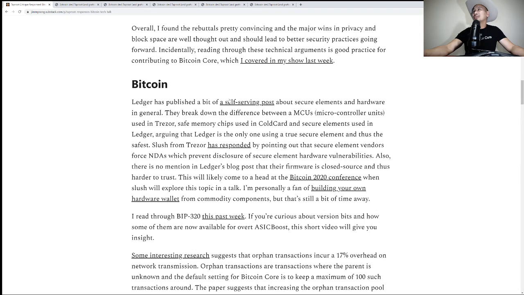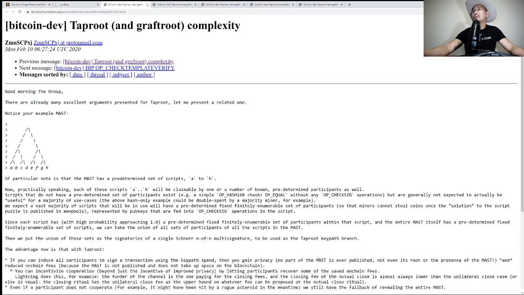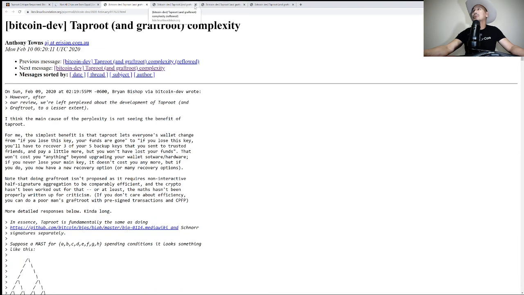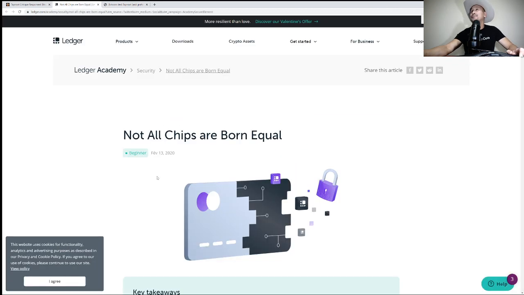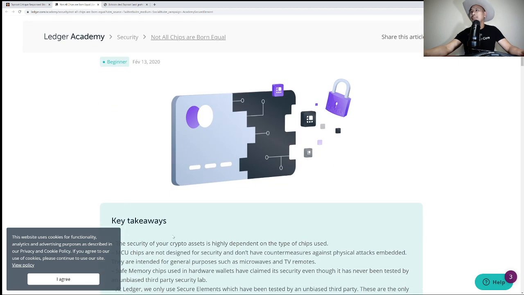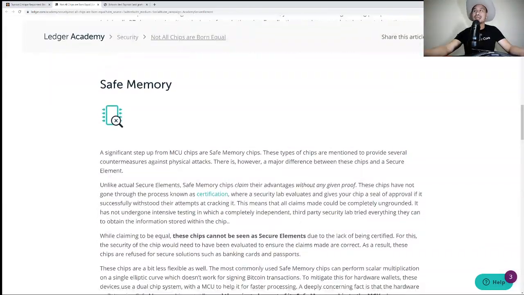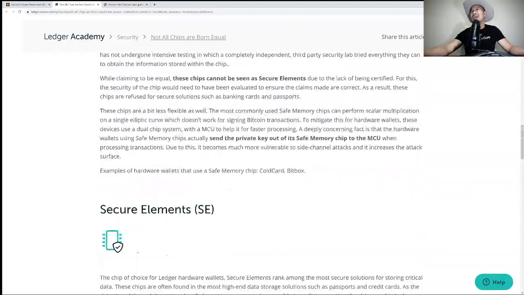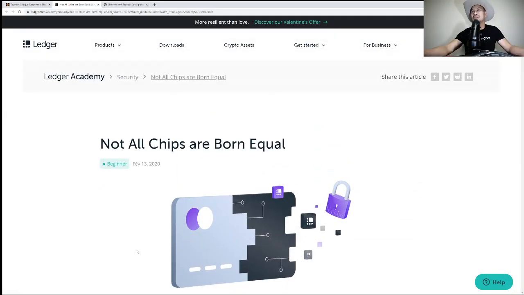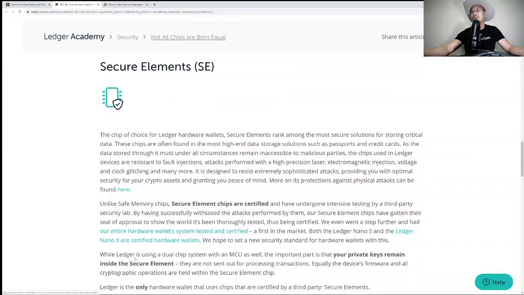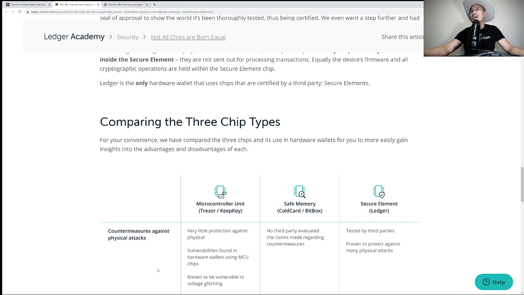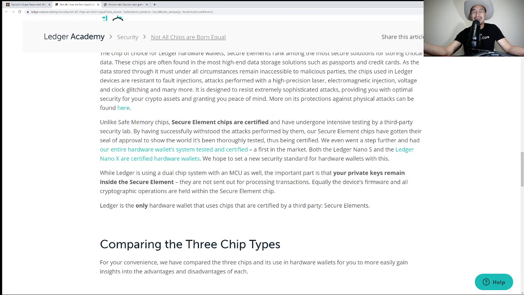All right, this is an interesting post from Ledger. Ledger has this interesting thing called Ledger Academy, and they're basically talking about the different types of hardware wallets that they can have. Now, it's a little bit self-serving in the sense that they're really only talking about hardware, right? They're talking about MCUs and safe memory chips and secure elements. And they're saying, well, we're the only one with secure elements. Actually, there are other ones that have secure elements. But the fact is that their code is closed source, so you have no idea what's going on underneath.